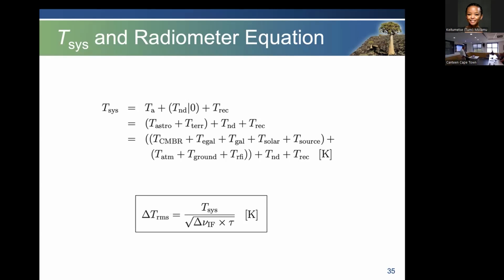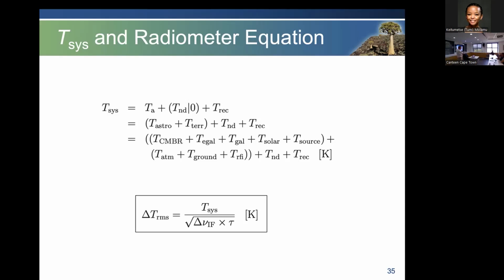There's our own galaxy. We may be looking at the moon or Jupiter. And by the way, looking at our source as well. So remember, what we want here is our source. What's coming from the ground is the Earth's atmosphere, which gives us radiation. There's spillover from the ground. The ground is 300 Kelvin. It's a hot, hot source, and it scatters into the telescope, especially if you don't build it properly. And there's RFI, which also adds in. And then the noise diode and the receptor.